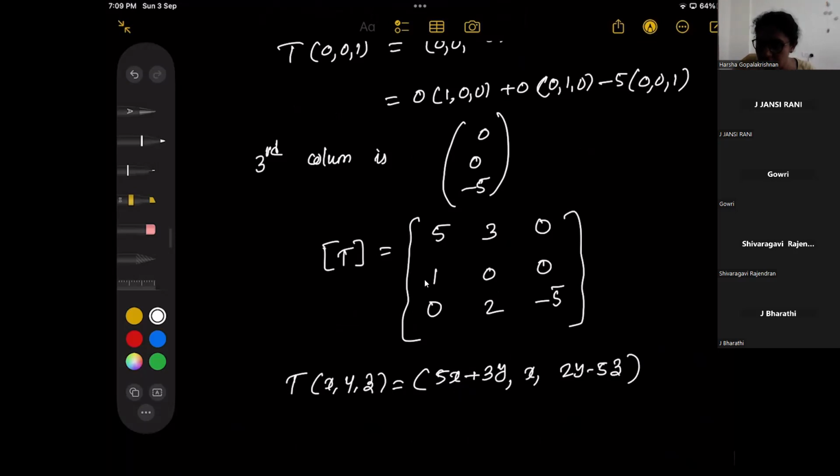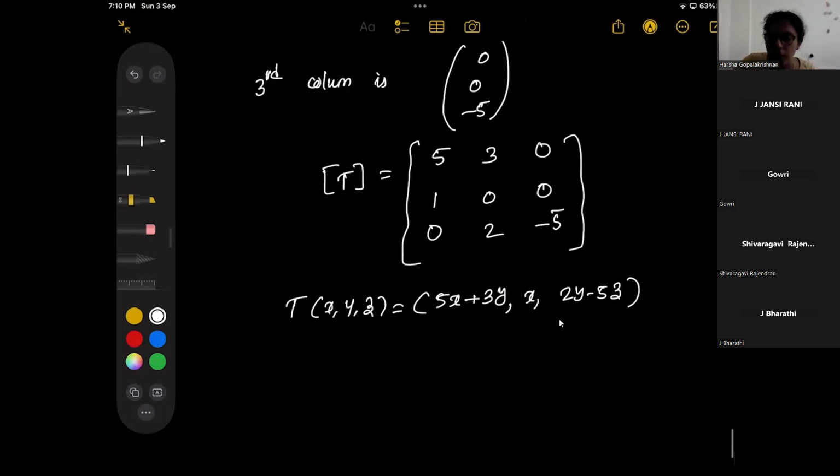Here the x coefficient is 1, and all other coefficients are 0, so the second and third elements are 0. Here also x is not there, so it is 0, 2y minus 5z. 2 and minus 5 are coming. So if you are given a linear transformation, you can just write the matrix directly like this.